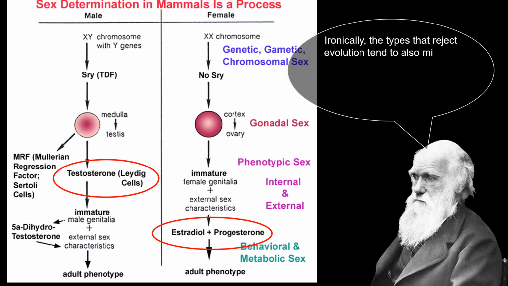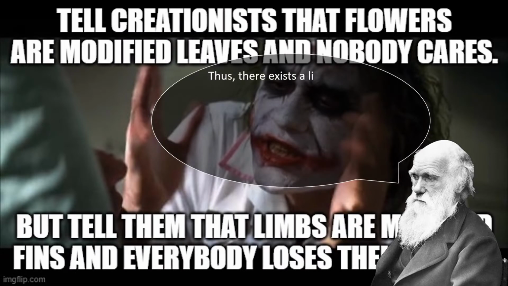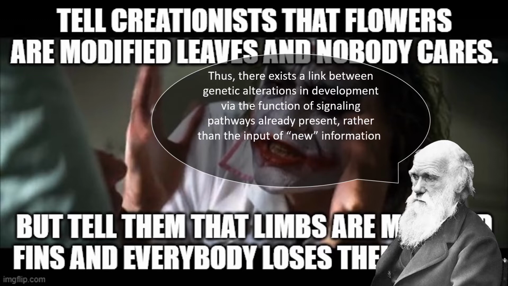Ironically, the types that reject evolution tend to also misuse the biology of hormones to make claims about fundamental differences between things. Thus, there exists a link between genetic alterations in development via the function of signaling pathways already present, rather than the input of new information, and the evolution of new traits in populations. Evo-devo.